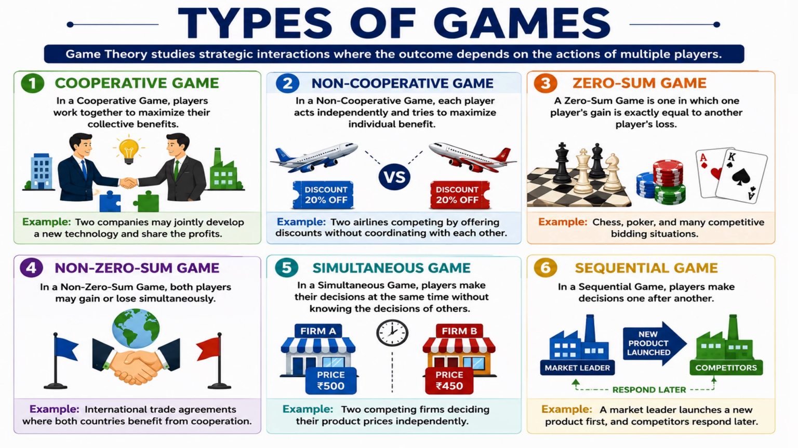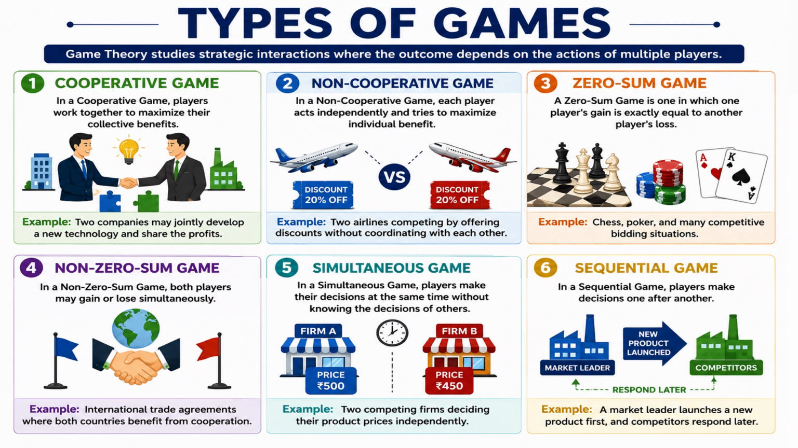Fifth is simultaneous game. In a simultaneous game, players make their decisions at the same time without knowing the decisions of others. A good example is two competing firms deciding their product prices independently. Sixth is sequential game. In a sequential game, players make decisions one after another. For example, a market leader launches a new product first, and competitors respond later.